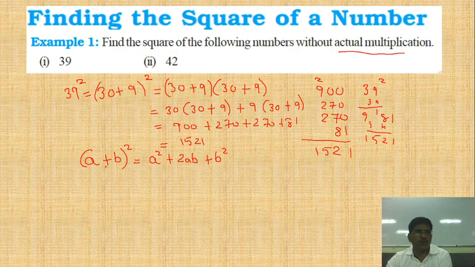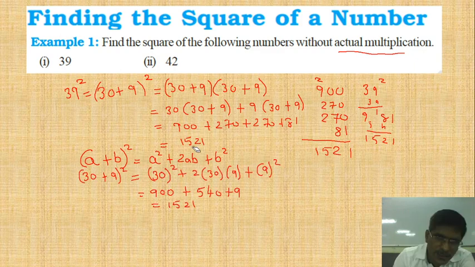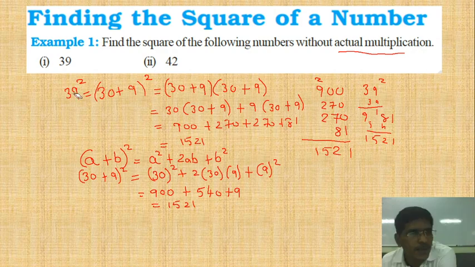Does everyone understand or not? 39 square, that is 30 plus 9 whole square, 30 plus 9 two times I have to write and open the bracket. We can get the answer 1521. But there is one formula: A plus B whole square is equal to A square plus 2AB plus B square. We can do it both ways and we can get the same answer.